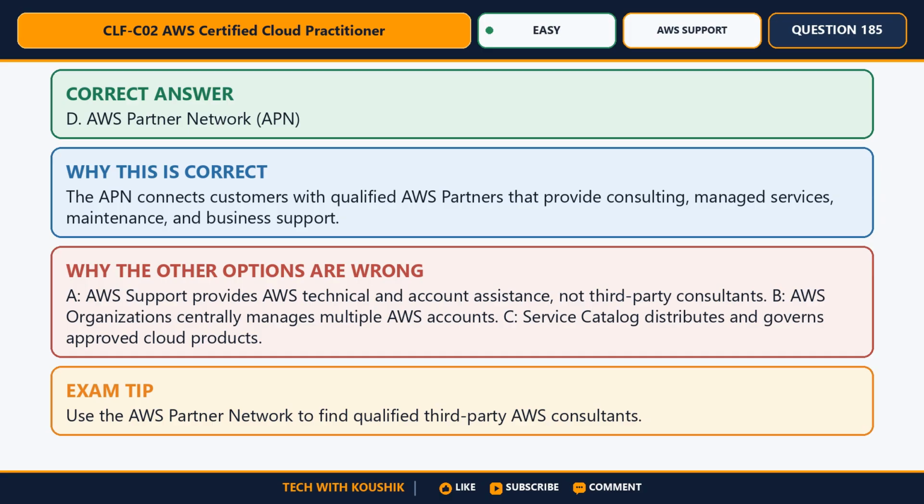Why are the other options not correct? A. AWS Support provides AWS technical and account assistance, not third-party consultants. B. AWS Organizations centrally manages multiple AWS accounts. C. Service Catalog distributes and governs approved cloud products. Exam tip. Use the AWS Partner Network to find qualified third-party AWS consultants.